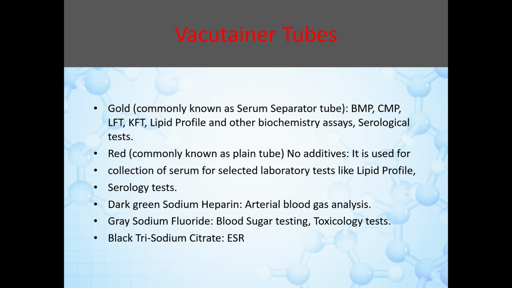Gold, commonly known as serum separator tubes, for BMP, CMP, LFTs, KFTs, lipid profile, and other biochemistry assays, serological tests are done. Red, commonly known as a plain tube, has zero additives, and it's used for collection of serum for selected lab tests like lipid profile and serology tests. Then the dark green has sodium heparin, it's for ABGs. The gray, sodium fluoride, blood sugar testing, toxicology tests. And last but not least, we have black, trisodium citrate anticoagulant for ESR.